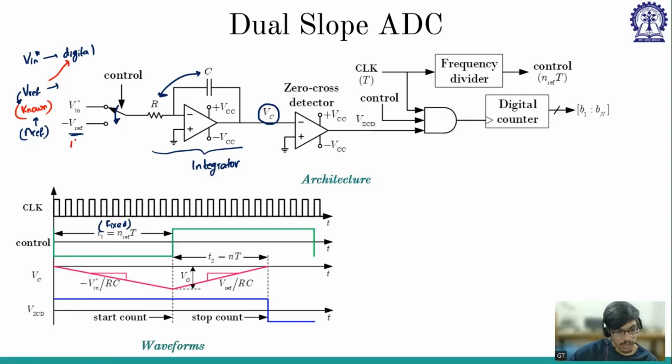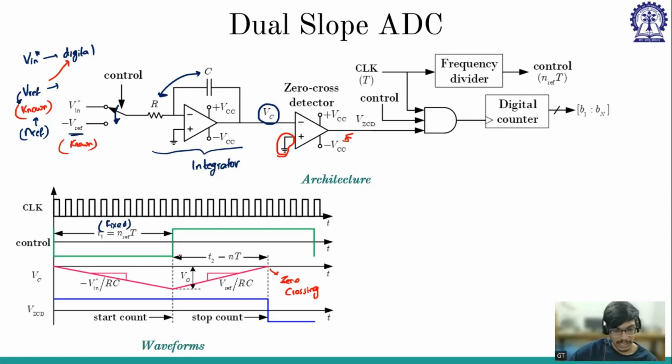So using this known voltage, I am integrating till what point? Until it crosses zero. So this is the zero crossing. How do I know the zero crossing? I am comparing it with ground. So whenever this minus crosses this plus, there will be a trigger coming over here, right?